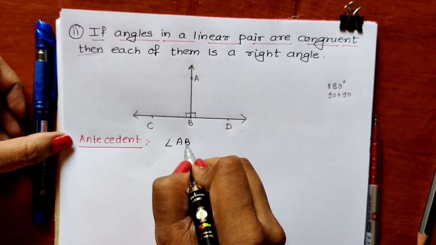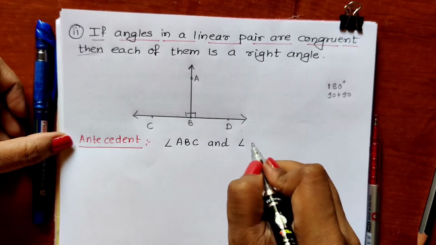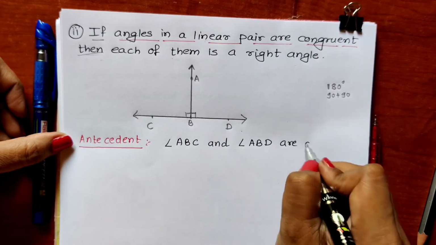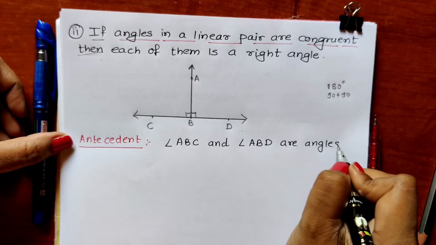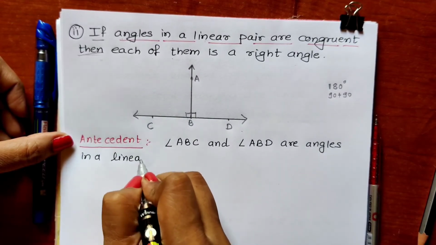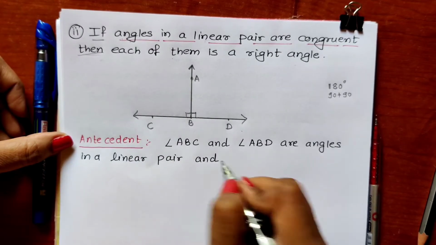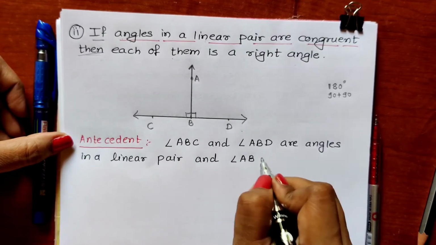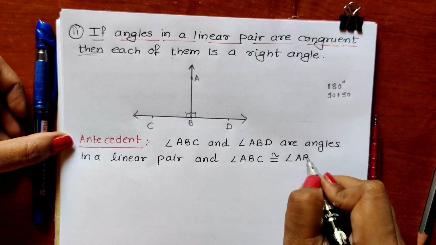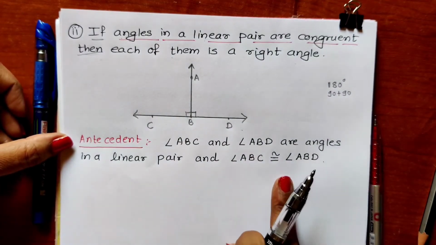Angle ABC and angle ABD are angles in a linear pair and they are congruent also, and angle ABC is congruent with angle ABD. This is given. This is antecedent. They are linear pair also and they are congruent also.